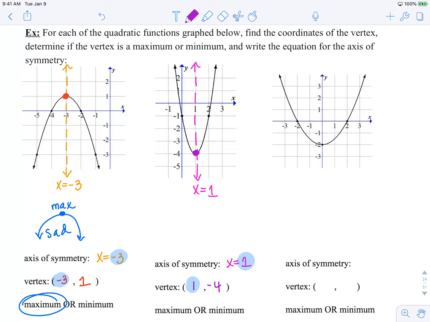Now, when I look at this parabola, it is opening up, so it looks happy. So that means that that vertex is going to be the lowest or the minimum value of that happy parabola.